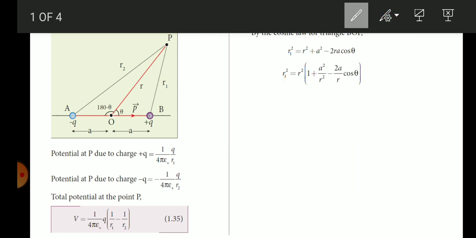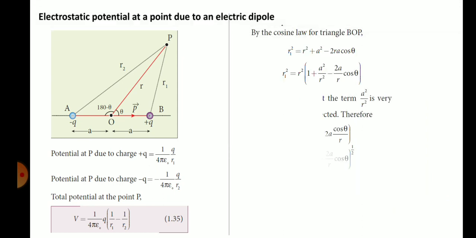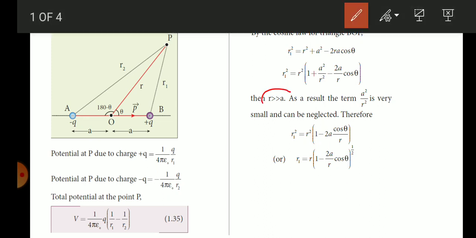In this, neglect the term a square by r square, since r is very much greater than a, or otherwise a is much smaller than r, so that a square by r square is neglected. When it is neglected, this term goes out. Then r1 square is equal to r square open bracket 1 minus 2a cos theta by r. Now take this square on the other side, so that it becomes a square root. Square root can be written as power 1 by 2.